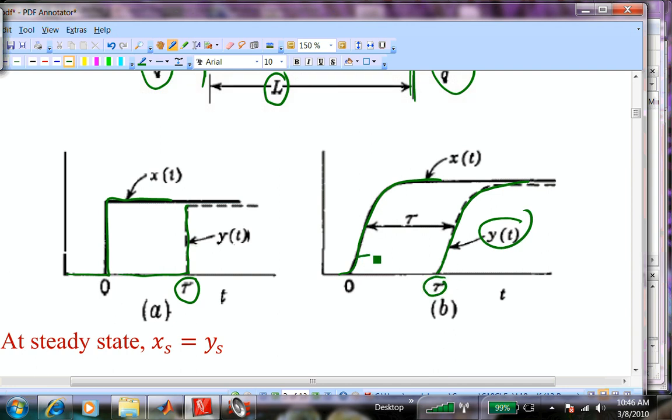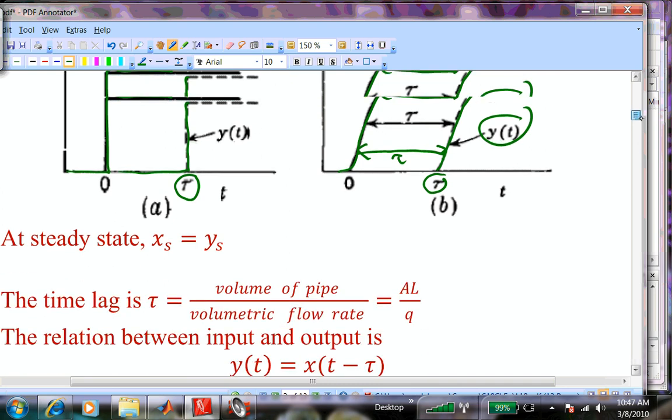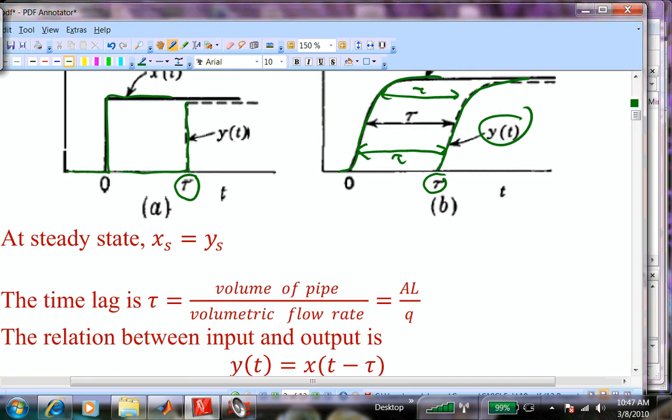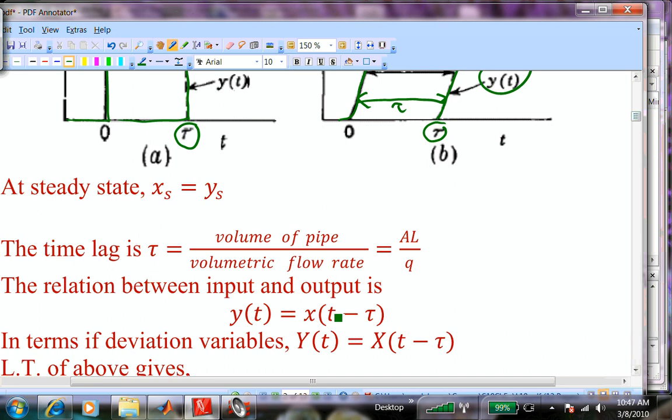So this tau would be the same no matter where you measure. This would be the same as tau, that would be the same as tau. Okay. So every composition, every temperature is delayed by that amount. That is the basic idea of the transportation delay. And how do we model that? We model that by simply using a conservation law. So in this case, everything is conserved, nothing changes, no reaction, nothing occurs in the pipe. So the output is going to be represented by the input shifted by tau.